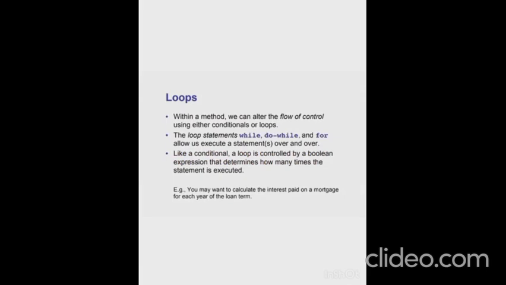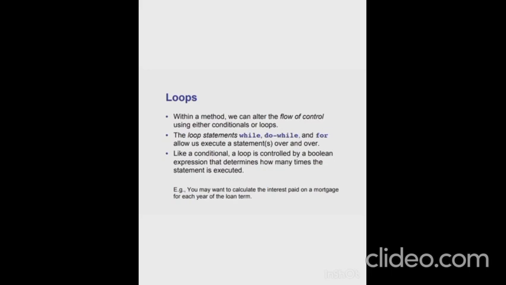In this video, we are going to see while and do while loops. So what are loops? Within a method, we can alter the flow of control using either conditionals or loops. There are three loop statements: while, do while, and for. They allow us to execute a statement over and over.